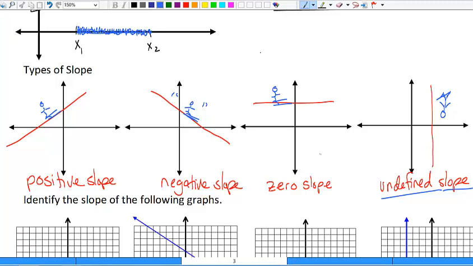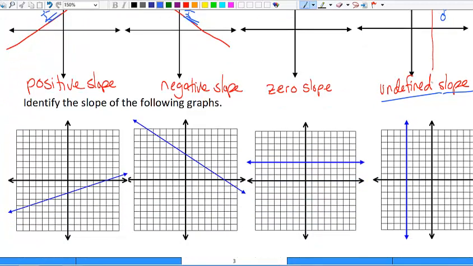You can ski uphill, you can ski downhill, you can ski horizontally, right? So there is such a thing as a positive slope and a negative slope and a zero slope. But the one you can't ski on is undefined because it's a vertical line. It's not actually a slope. It's more of a cliff of your mountain. Okay. So those are the 4 types of slopes.